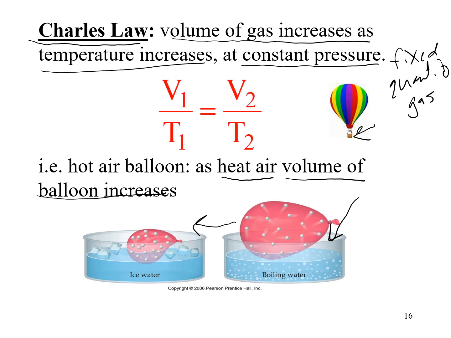The formula he created for Charles' law is V1 divided by T1 is equal to V2 divided by T2. So V1 is going to be your initial volume, T1 is your initial temperature, and then V2 is final volume, and T2 is final temperature.